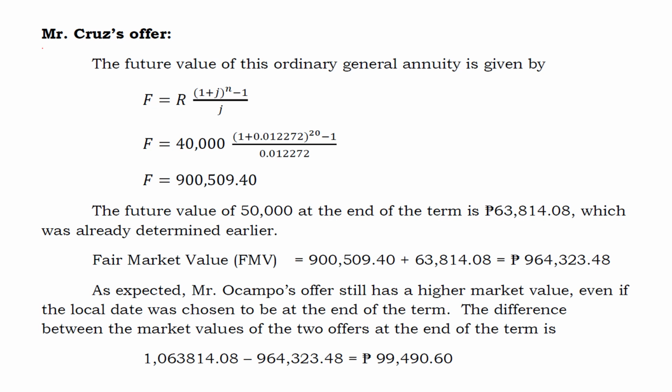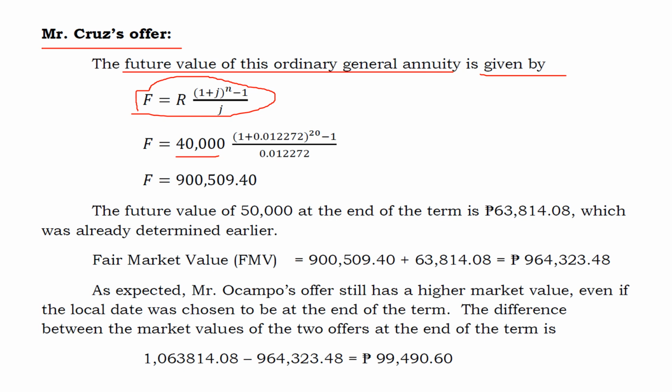And for Mr. Cruz's offer, the future value of this ordinary general annuity is given by this formula. We just simply use this formula for the future value of an ordinary general annuity. So we apply again the given values, 40,000. It's the same thing for your R.